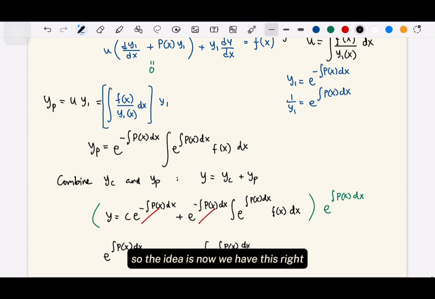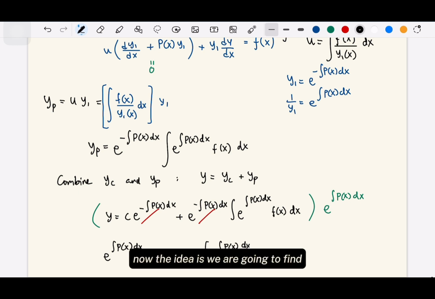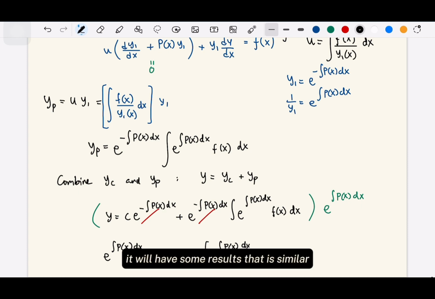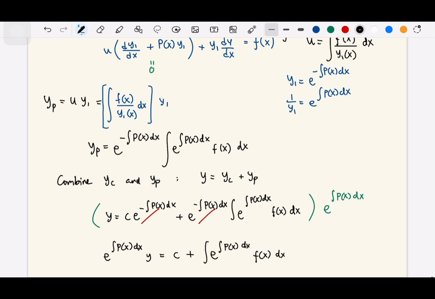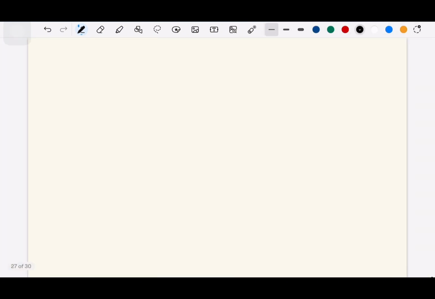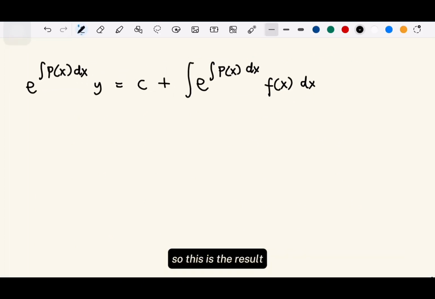So the idea is now we have this, right? We have something with power of function of x, and we have also y. Now the idea is we are going to find what kind of function that, when we set up some product rule, will have a result that is similar. So let me go to the new page and then copy the one that we did. So this is the result. Okay.